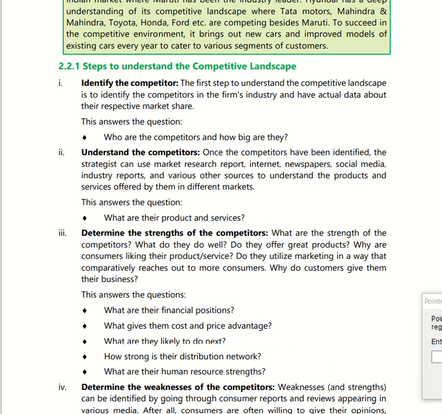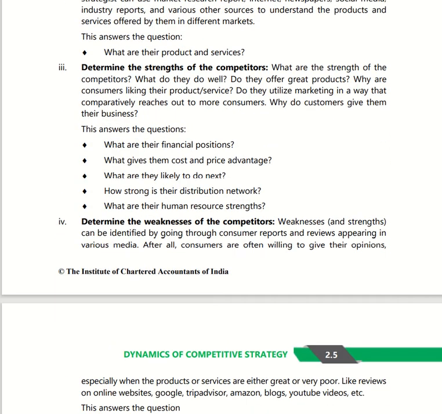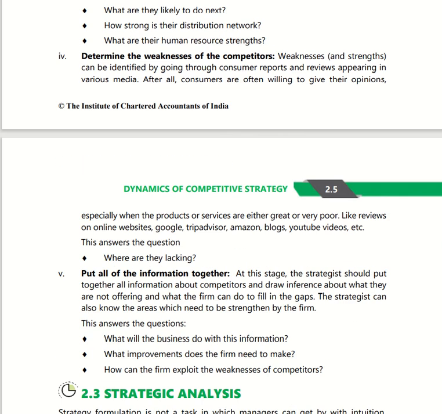Three, determine the strengths of the competitors, what their financial position is, what are they likely to do next, etc. This is very important for you to know, because in a war, you never get into a war without ever judging your enemies or rivals' strengths and also ascertaining their weaknesses. Correct? Because once you know their strength, you will have to plan accordingly to try and address those issues. Similarly, the fourth point here is determine the weaknesses of the competitors. If you know the weakness of your rival, then you know that you can hit them hard there itself so that you win the battle.